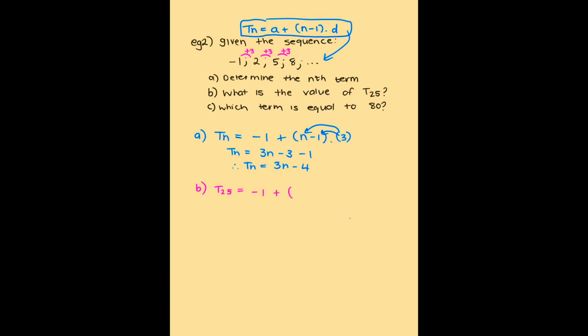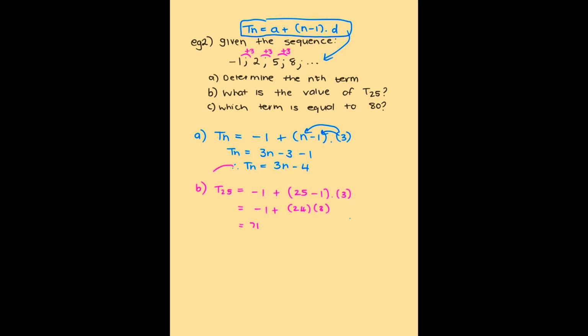Term 25 obviously has a position of 25, right? It's in the 25th place. I just need to know in the 25th place, what is the value of that number? Right, and now all we do is we multiply this out. So this is going to be -1 plus 24 times 3. Right, what's 24 times 3? 72, minus 1 is 71.